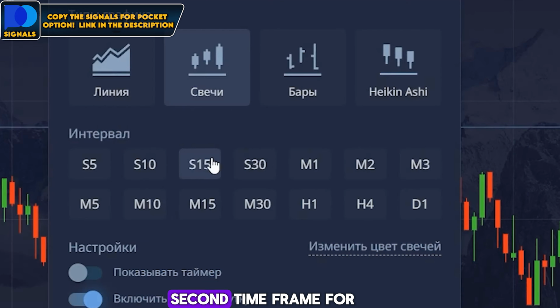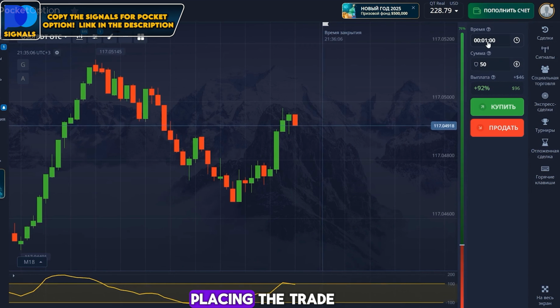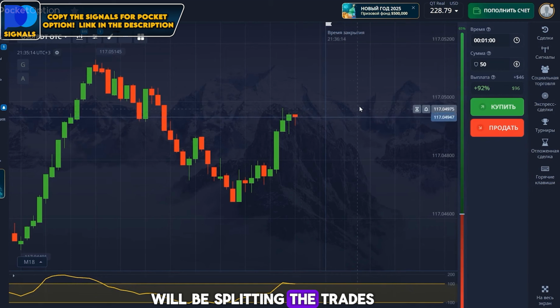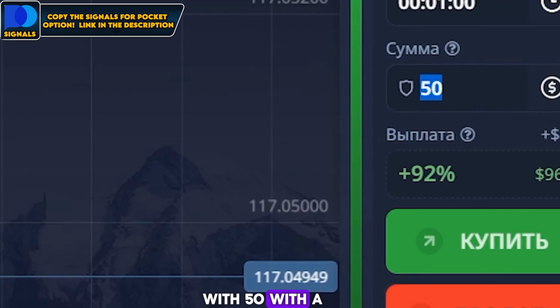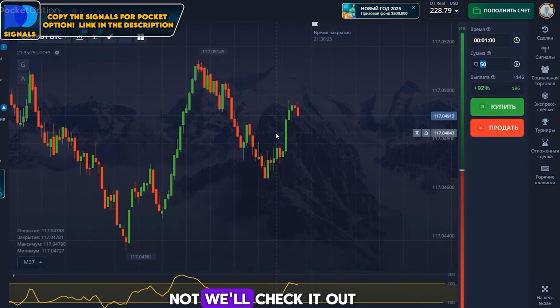We're using a 15-second time frame for the candles, and the expiration time is the duration for which we'll be placing the trade, which is exactly 1 minute. The most interesting part will be splitting the trades. I'm going to enter with 50, with a few trades. Let's see what comes of this. Whether it works or not, we'll check it out.